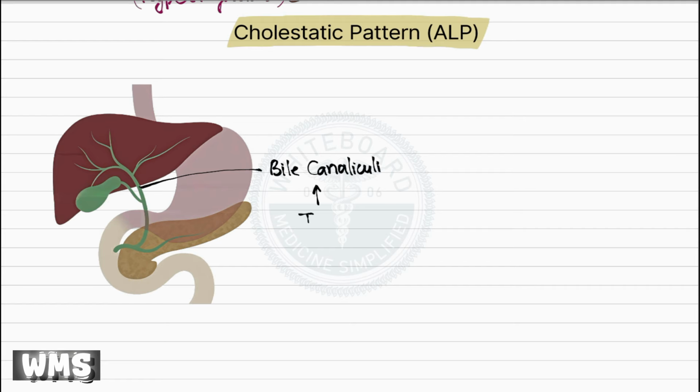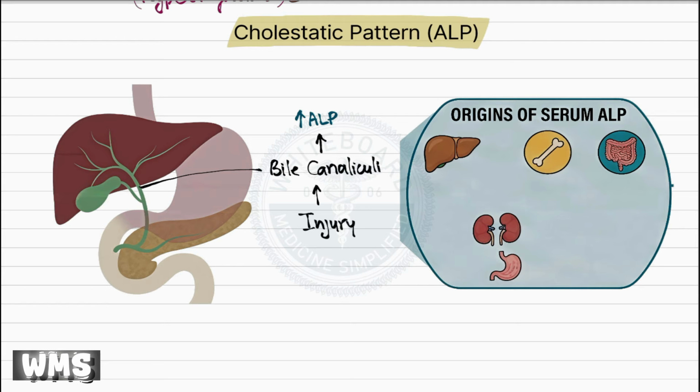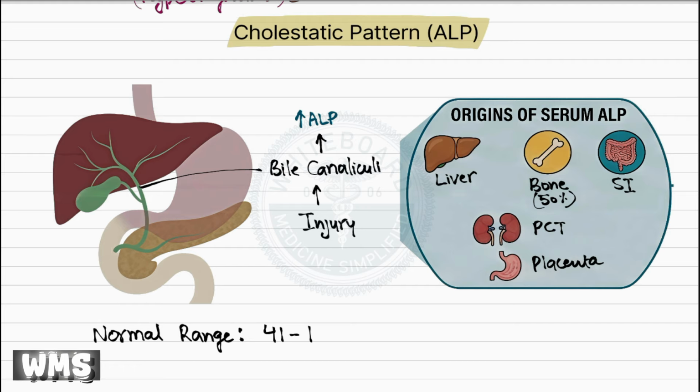So any injury to the bile canaliculi can lead to an increase in ALP levels. But this enzyme is also present in other tissues, including small intestine, the PCT of the kidney, bone, and placenta. In the blood, serum ALP mainly originates from the liver, although about 50% of its activity is contributed by bone. The normal serum ALP range is roughly 41 to 133 units per liter.